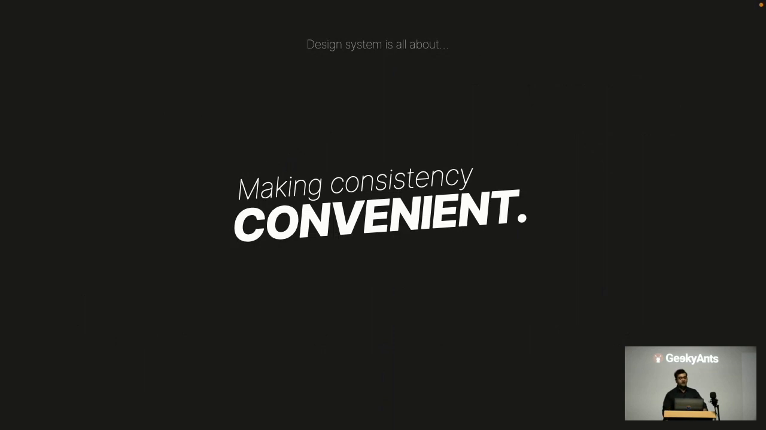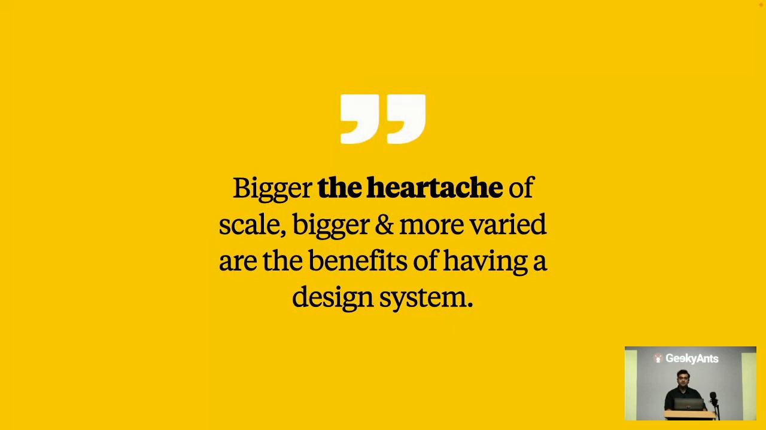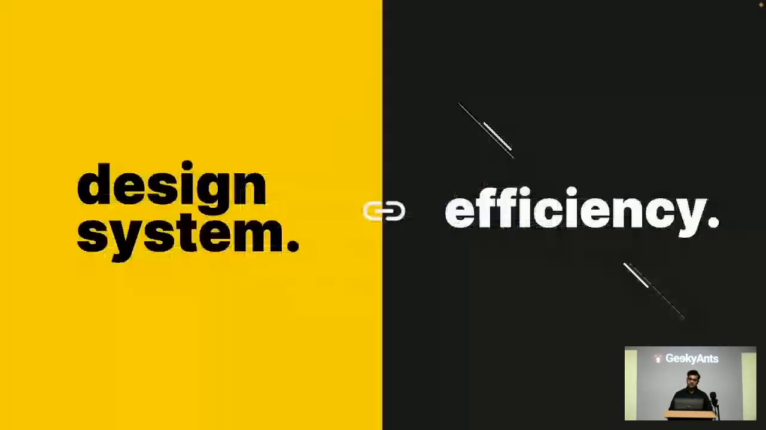Okay, so again, design system is all about making consistency convenient. This was a very interesting learning for me. Consistency is hard, as we just saw. And this is exactly where design system came in for us, scaling that language across all the different products and screens that we had. So making that consistency convenient was a very key value add that we felt, looking back, for design system. One very important thumb rule that I personally keep in mind: bigger the heartache of scale, bigger and more varied are the benefits of having a design system. The perceived benefit of design system is also different depending on who you are. Everyone is not going to see the same benefit in design system, and they should not, which does make sense.